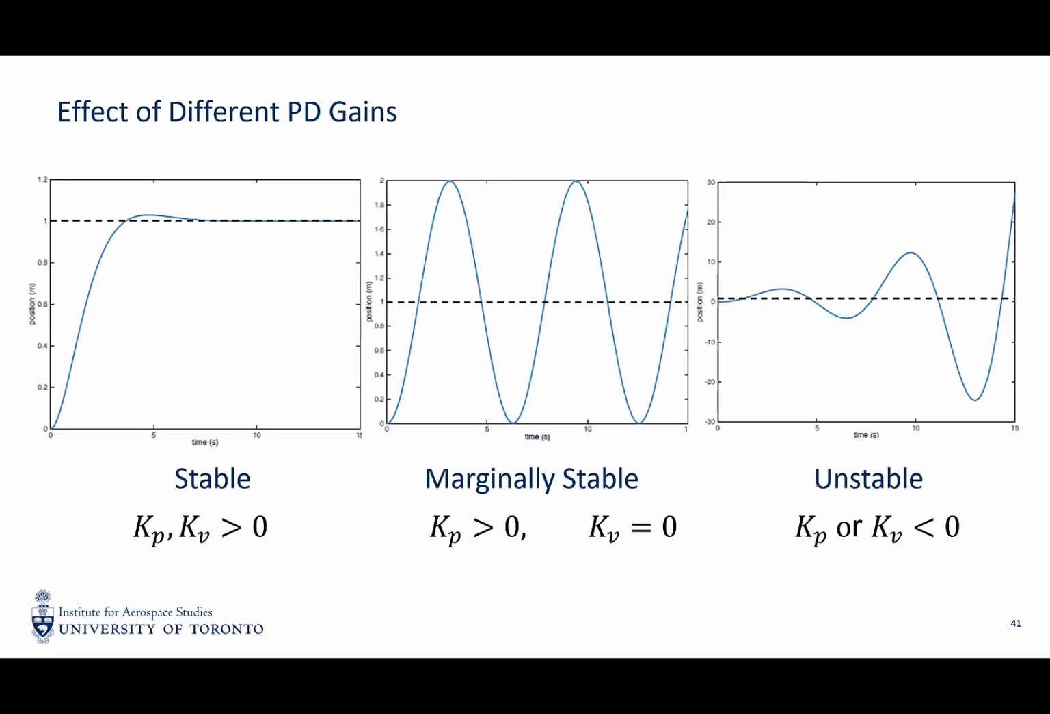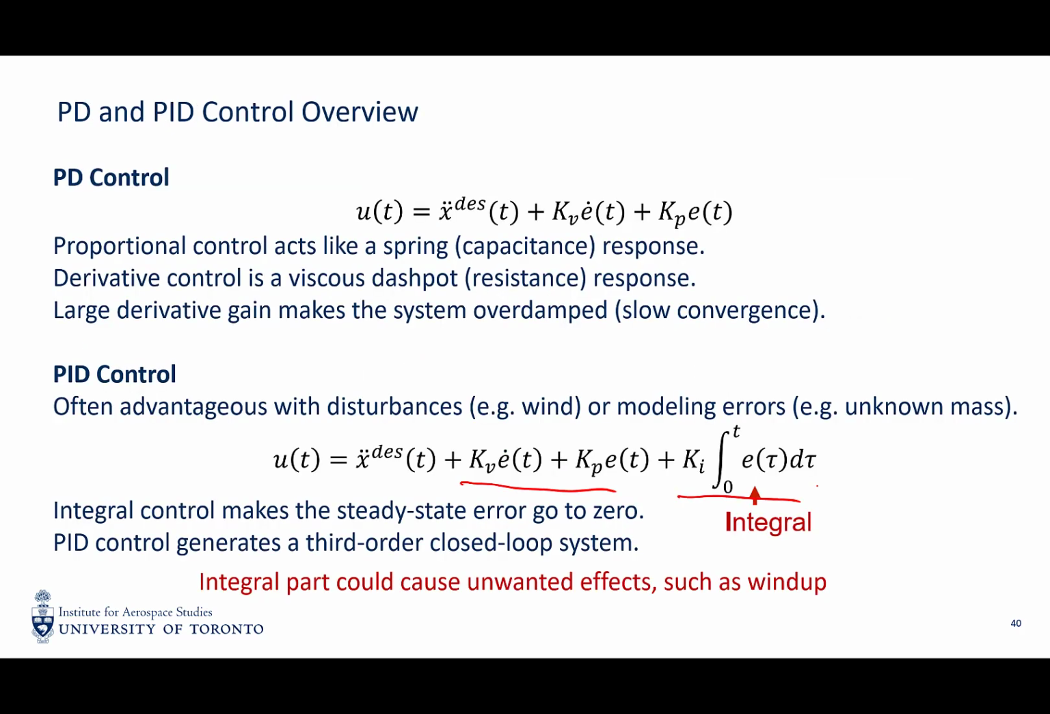So there are some figures showing the response of the system when you pick different Kp and Kv. For a stabilized system, we need Kp and Kv in this expression, where the error E is defined by xd minus x. In this case, we need both Kv and Kp to be positive to achieve a stable system.